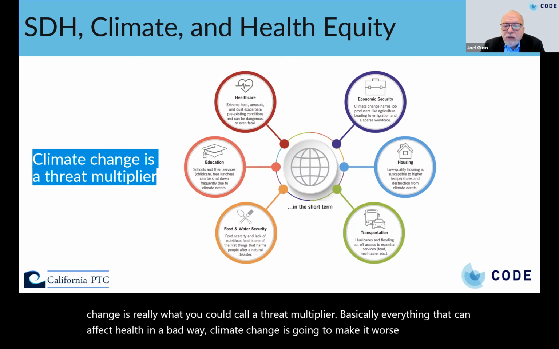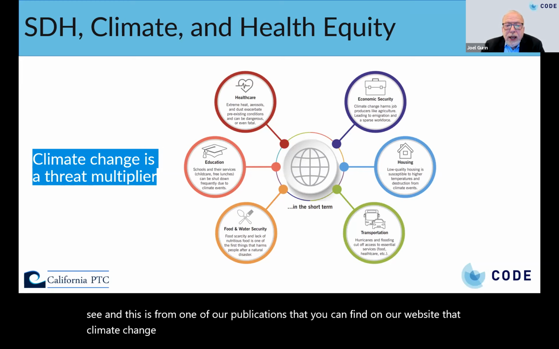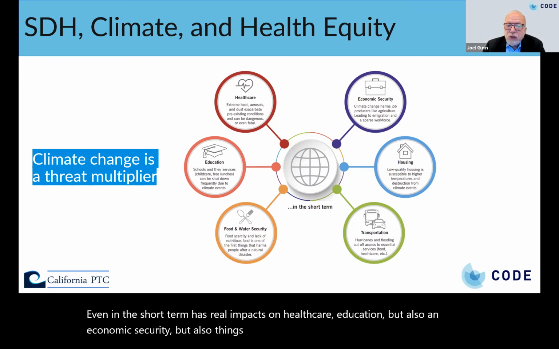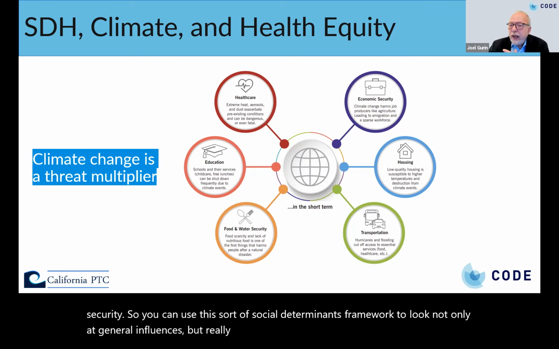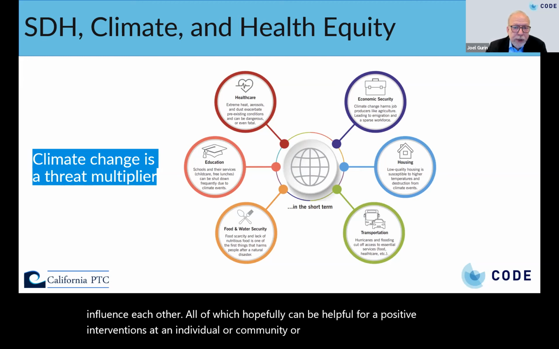And you can see, and this is from one of our publications that you can find on our website, that climate change, even in the short term, has real impacts on healthcare, education, and economic security, but also things like housing, transportation, food and water security. So you can use this sort of social determinants framework to look not only at general influences, but really very specifically at how these different factors influence each other, all of which hopefully can be helpful for positive interventions at an individual or community or an even larger scale level.